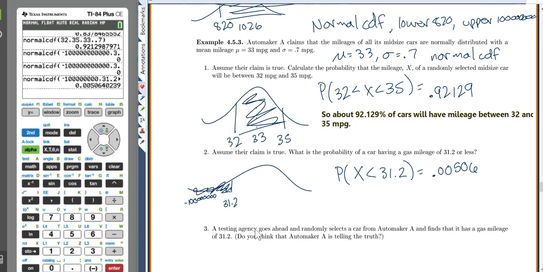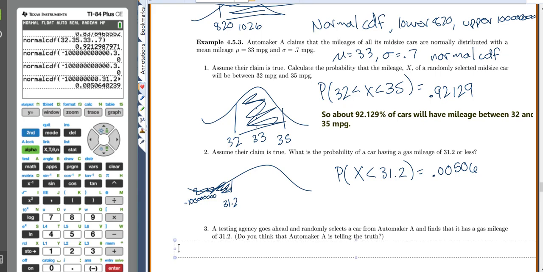Now, a testing agency goes ahead and randomly selects a car from automaker A and finds that it has a gas mileage of 31.2. And we're wondering, do you think that automaker A is telling the truth? Okay. So remember, automaker A said that their mileage is 33 and a standard deviation of 0.7. But we did find a gas mileage of 31.2.